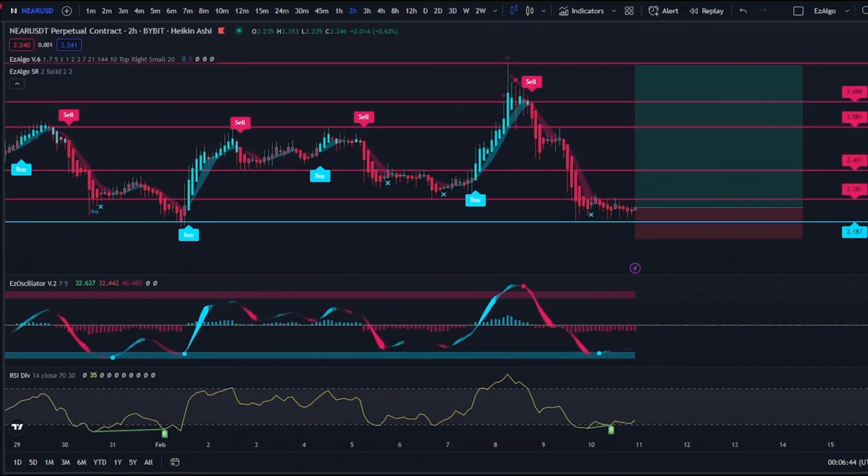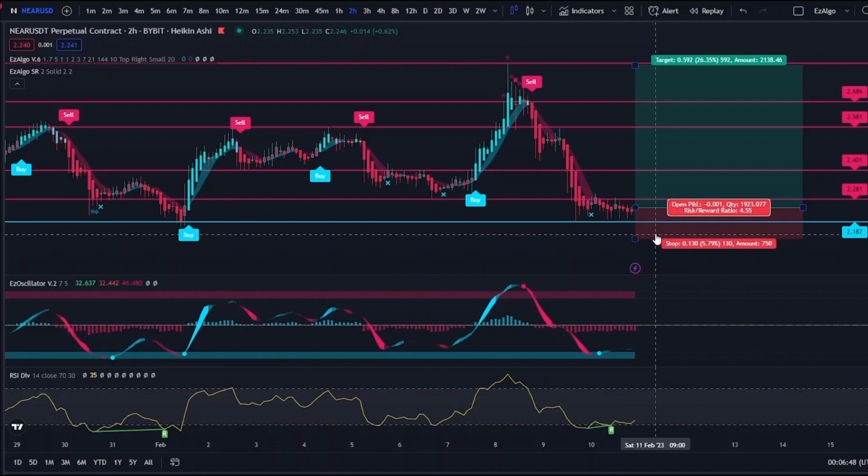So like I said, I'm currently in this long position. My stop loss is below the previous swing low, and I'm targeting these EzAlgo resistance levels as my take profits now. And now some people have a hard time calculating their stop loss and take profits.